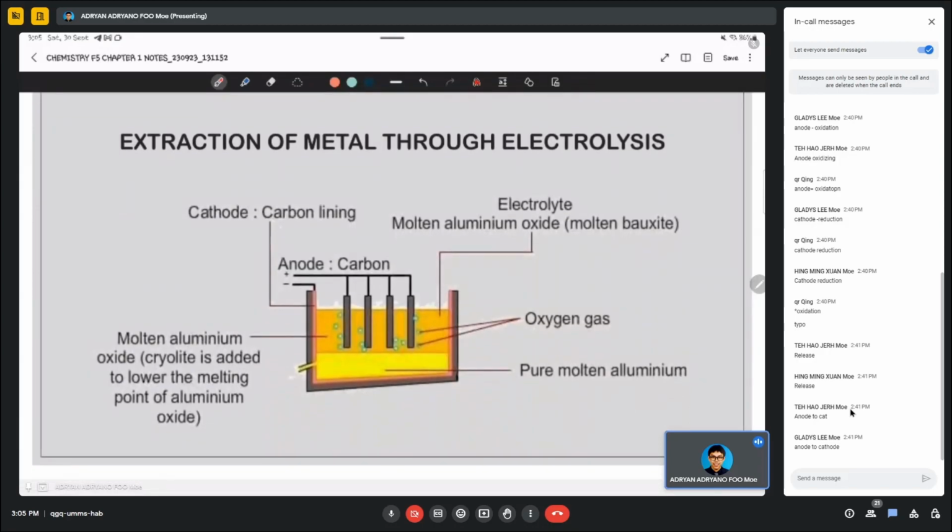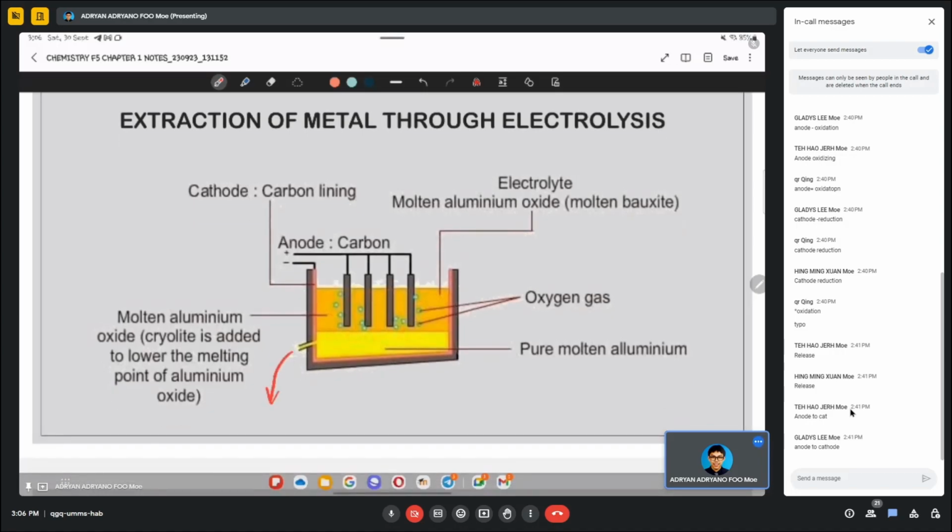So the half equation is done. Okay, this one is easier to understand. You see, the molten aluminium oxide with cryolite will undergo electrolysis. So I know that the anode is carbon, and the oxide ion will go to the anode and become oxygen gas. What happened to the aluminium? The aluminium will receive electrons and become aluminium atoms, but those atoms exist in liquid form because it is molten. So you will see the molten aluminium slowly flowing out.